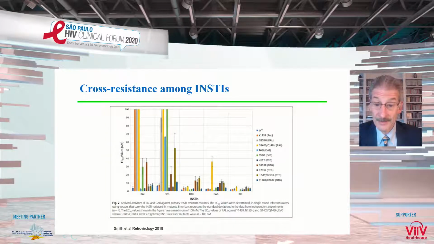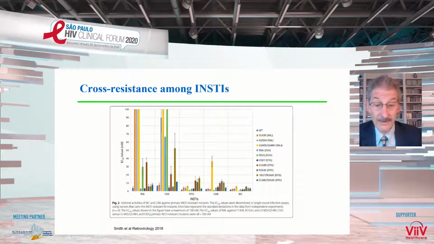This cross-resistance is illustrated here in these data from Smith et al. published 2 years ago in Retrovirology. And you can see that resistance to Raltegravir and Elvitegravir, so-called first-generation integrase inhibitors, is mediated even by single mutations, such as changes at positions 143, 155, or the combination of 140 and 148. And those mutations by themselves confer relatively little resistance to dolutegravir, cabotegravir, or bictegravir.